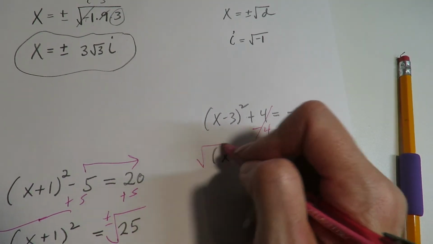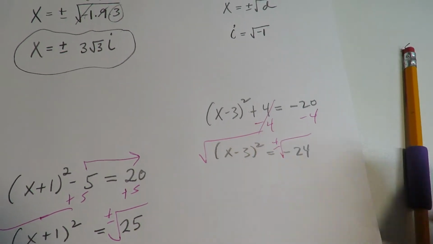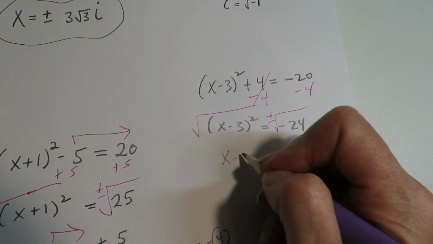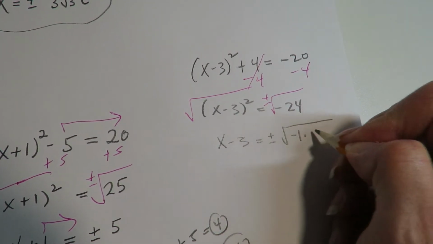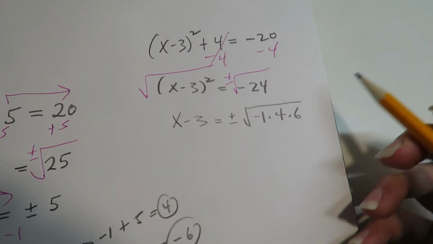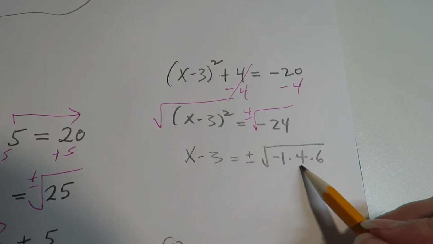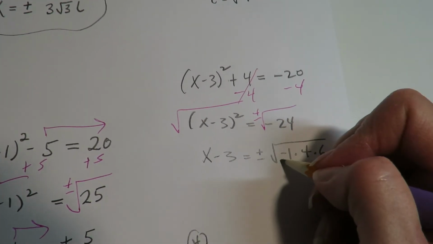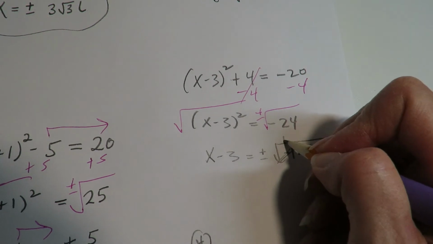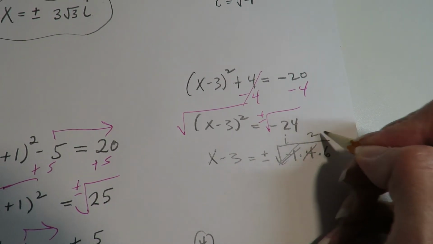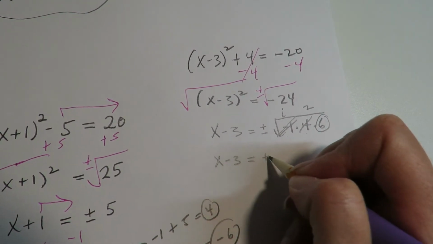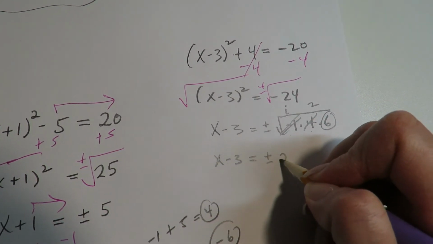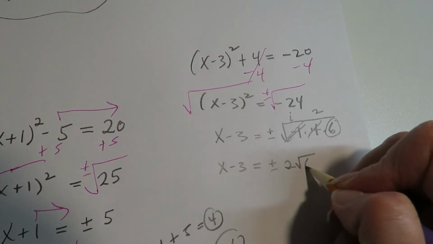Take the square root of both sides. Okay, I'm going to break this into its parts. So there's the negative, there's the biggest perfect square. So the negative 1 under the radical comes out as an i, the 4 comes out as a 2, the 6 stays under. The 2 will sit right in front of the radical.